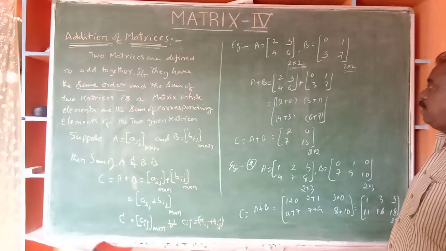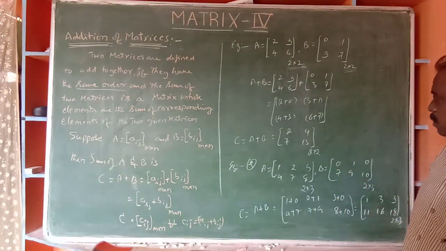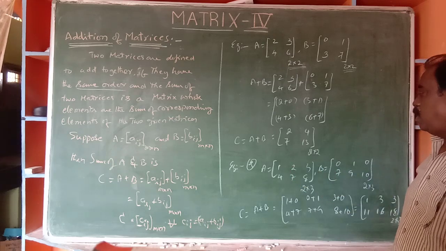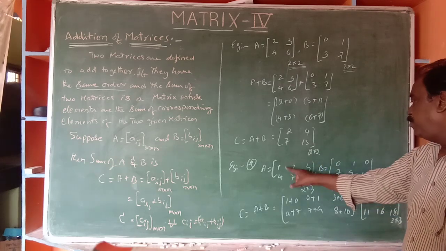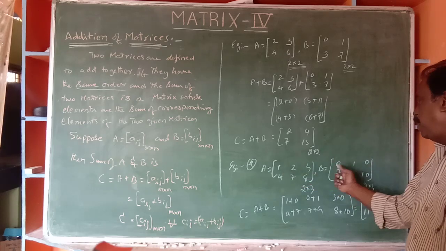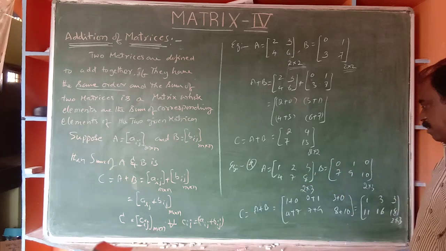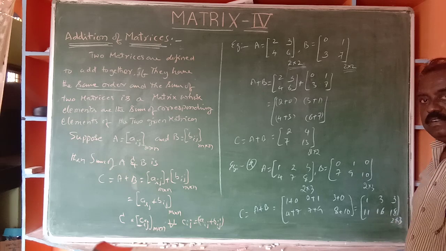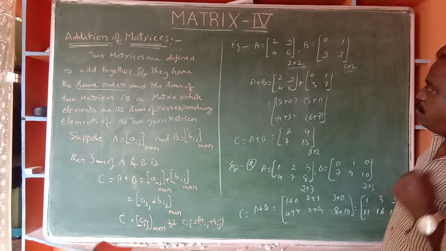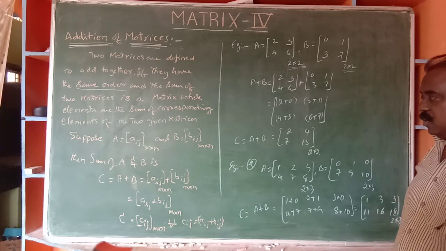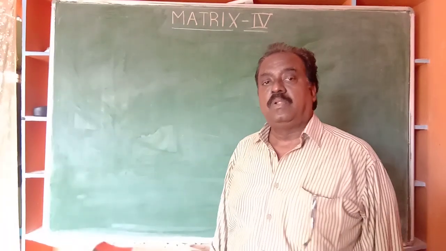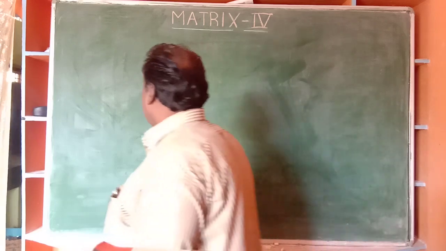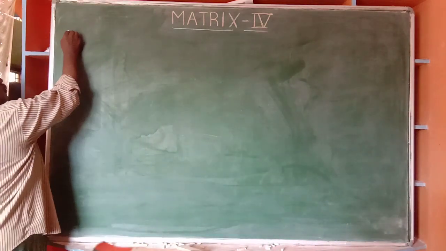Here also, by using the definition, we are making the sum of two given matrices by summing up the corresponding elements of the two matrices. Like that we can get the addition of matrices, the sum of two matrices. One more example.